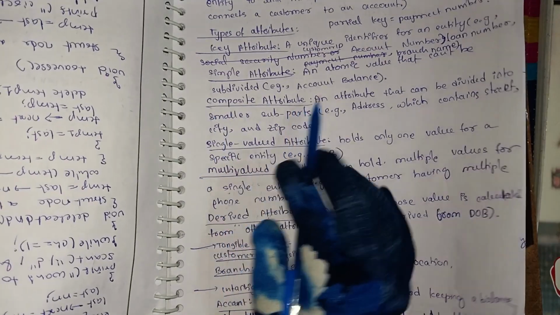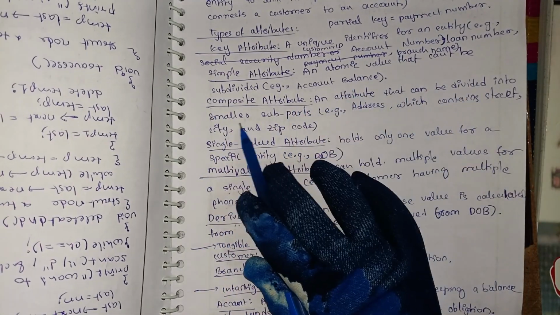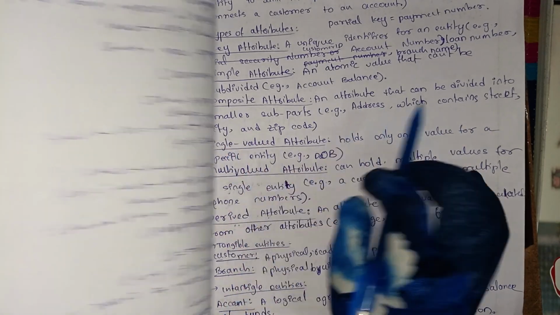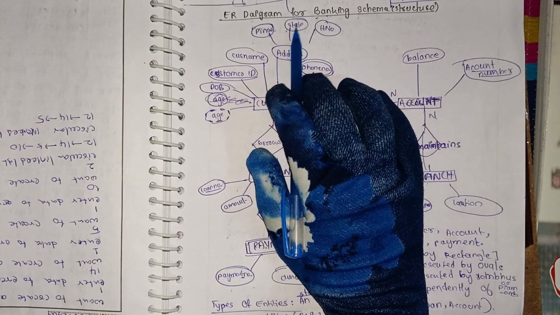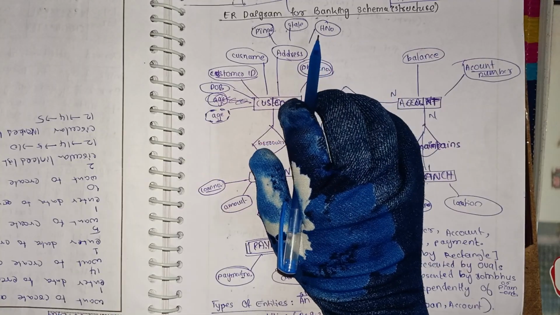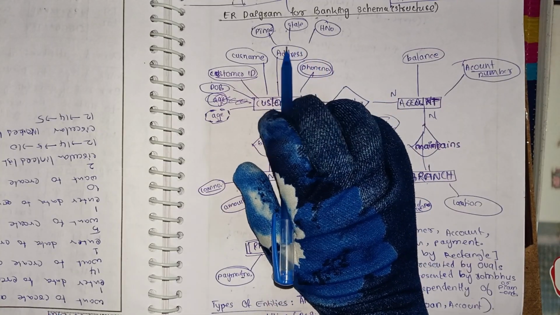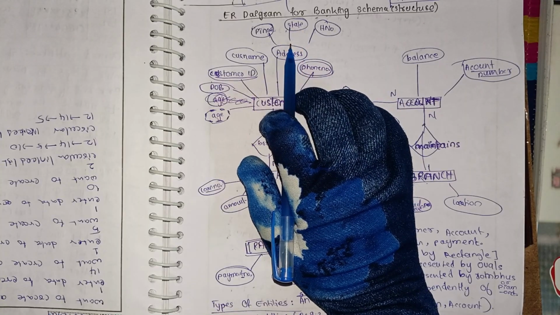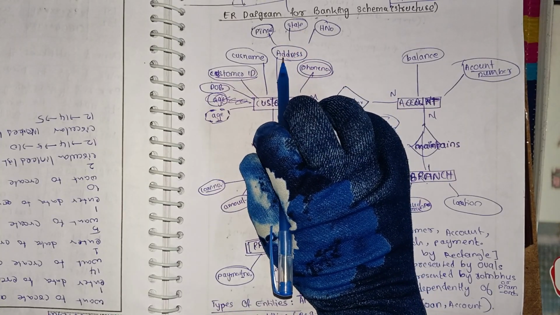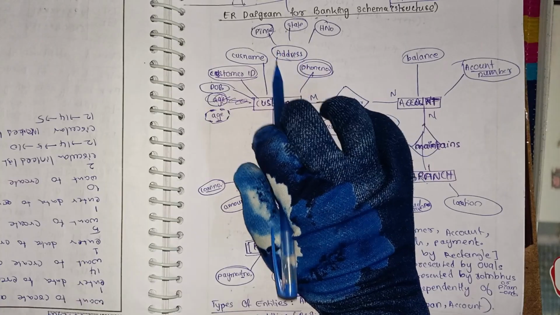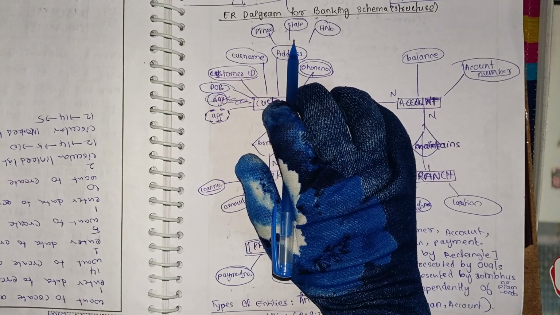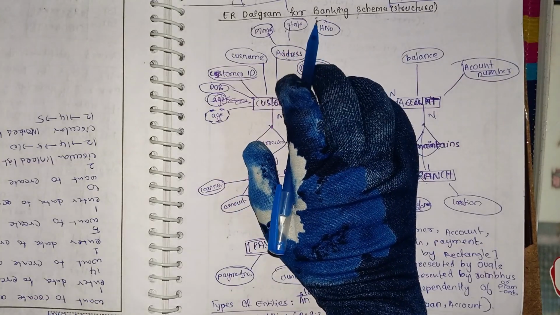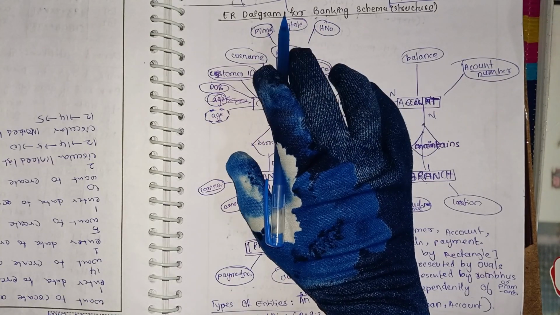And then composite attributes, an attribute that can be divided into smaller subparts. Example, address, which contains street, city and zip code, state, pin code and house number. I have provided different examples for composite attributes. So this attribute is divided into smaller simple attributes, and these attributes can't be divided further.